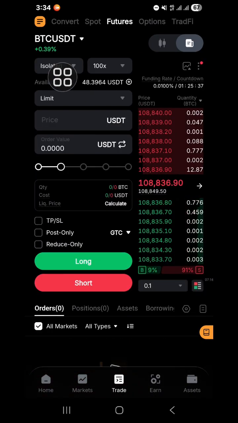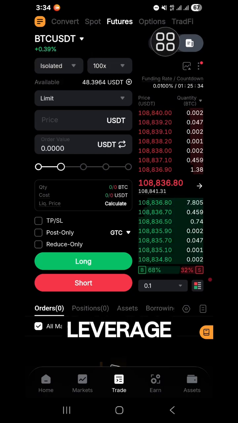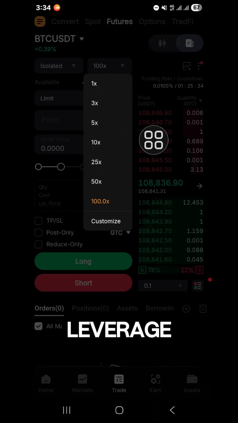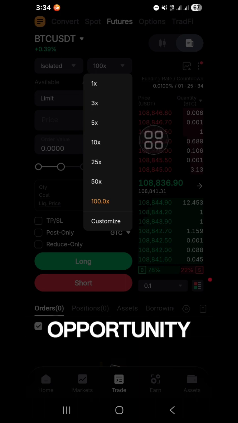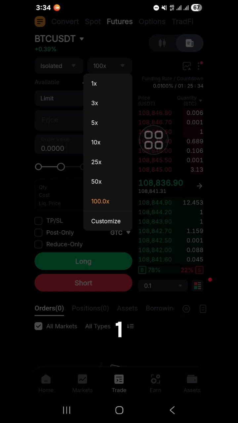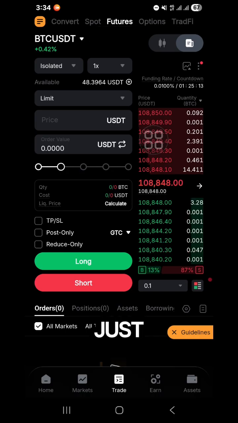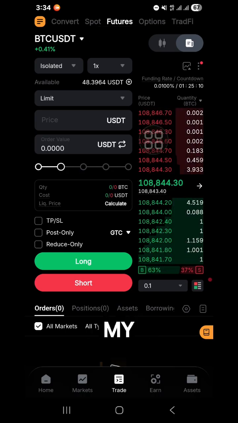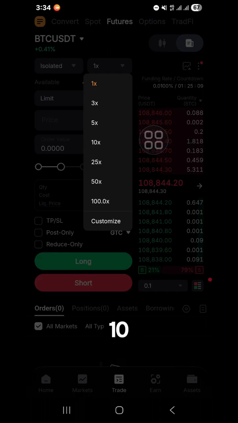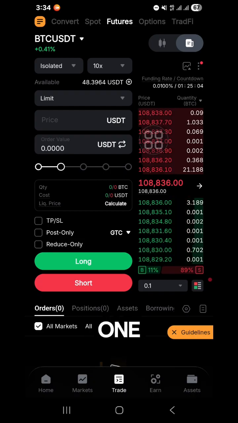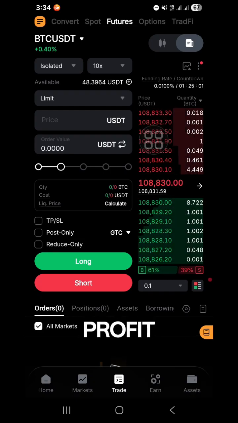After selecting your margin, next is to select your leverage. You click on this place, you get to see your leverage. We have 1x leverage, 3x, 5x, and the maximum is 100x leverage. Leverage gives you the opportunity to earn more money. If I predict that the price of Bitcoin is going to go up and I use 1x leverage, this means that if Bitcoin goes up by 1%, I'm going to make just 1% of my capital. But if I use 10x leverage and Bitcoin goes up by just 1%, I'm going to make 1 times 10, which is like 10% profit.